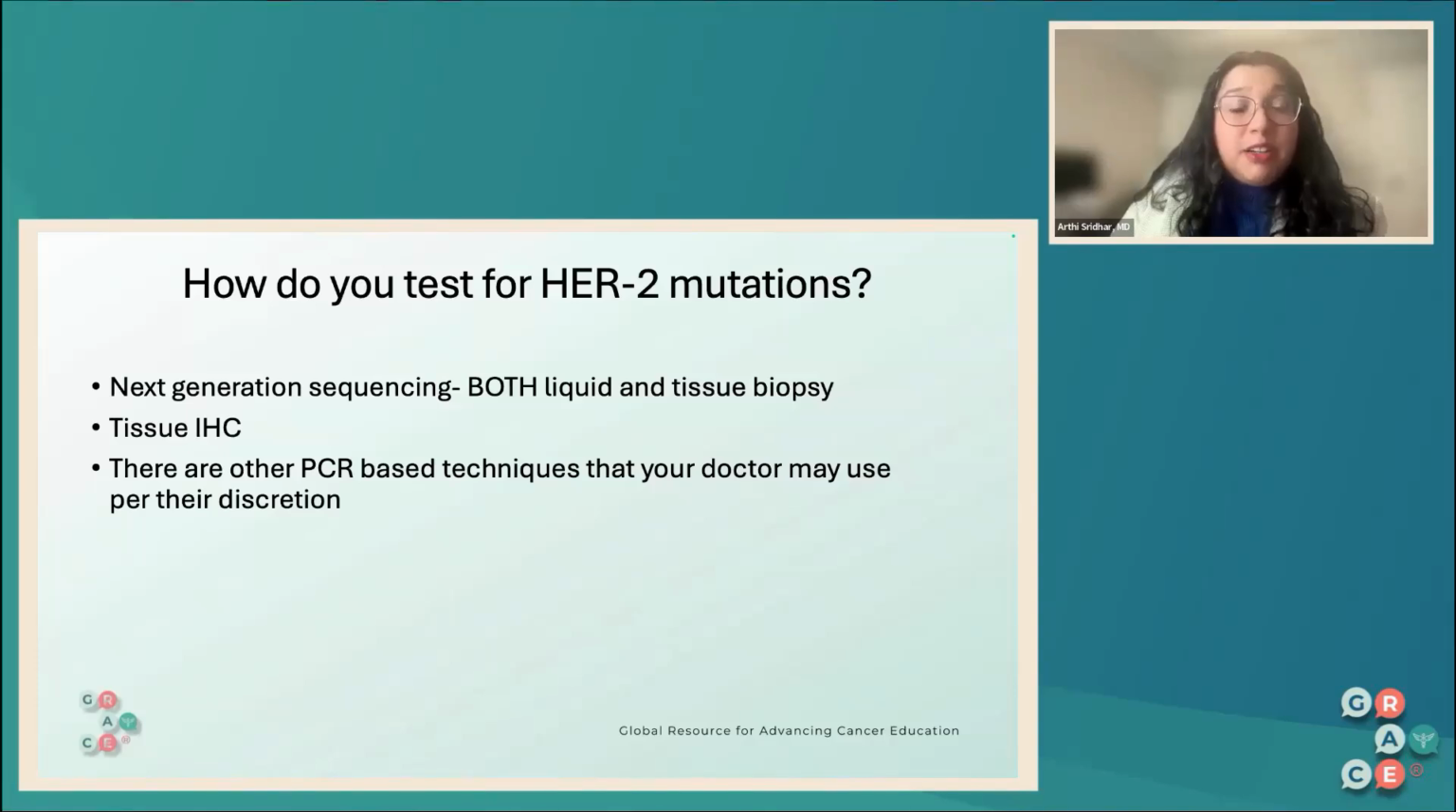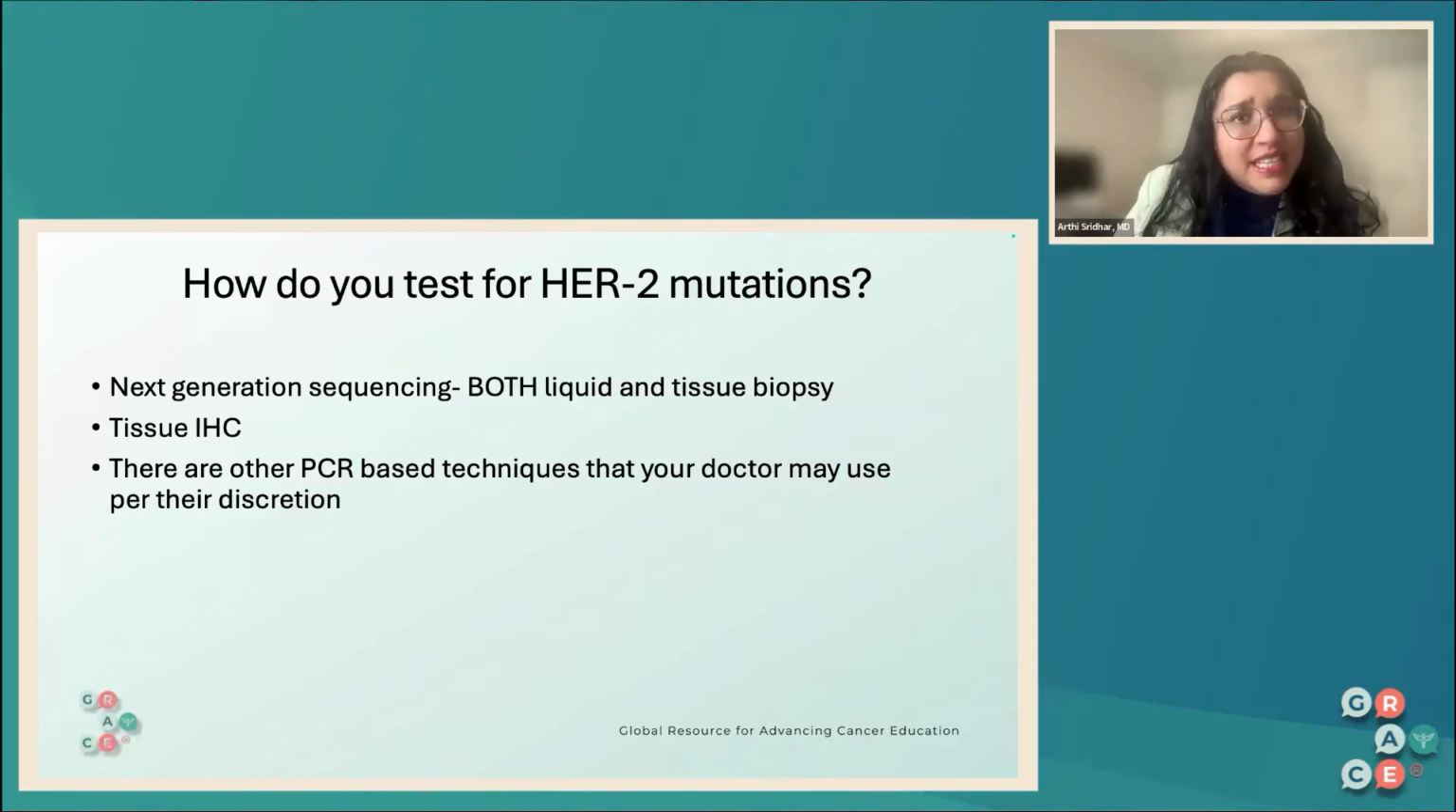The other thing you want your doctor to do is test for immunohistochemistry. Sometimes the immunohistochemistry can be positive even if you don't have the mutation, because this tests for different things, overexpression versus mutation, like what we discussed previously.